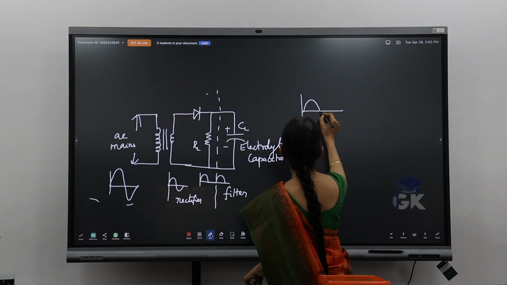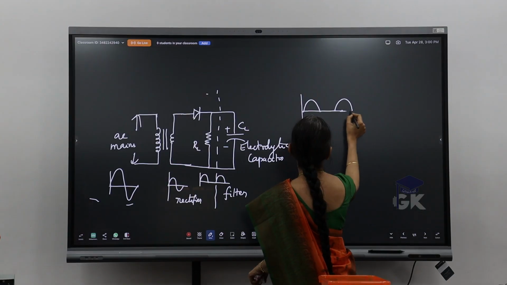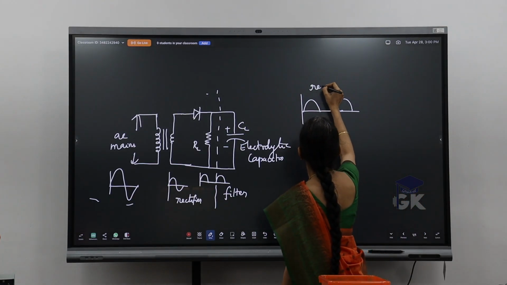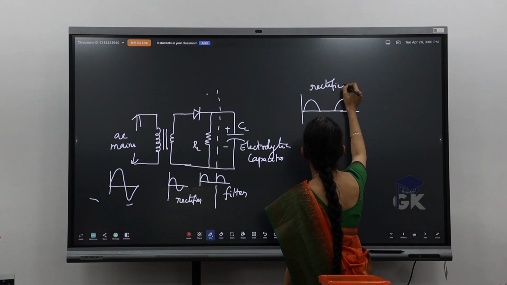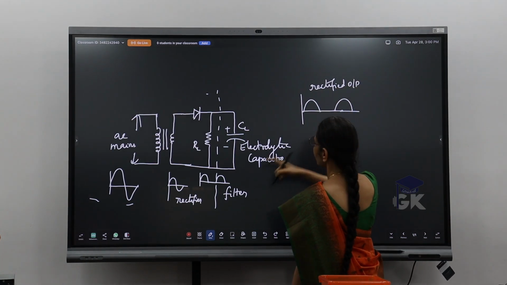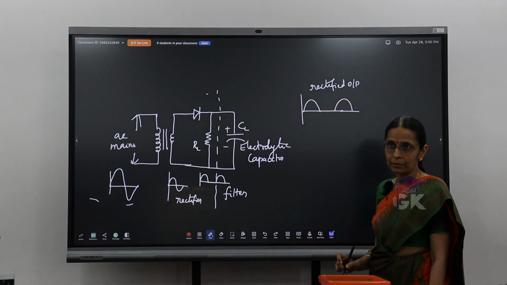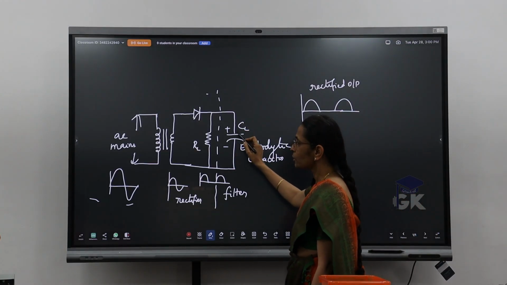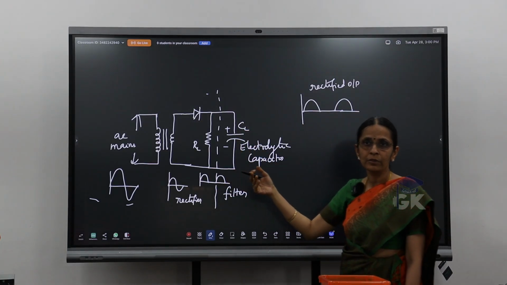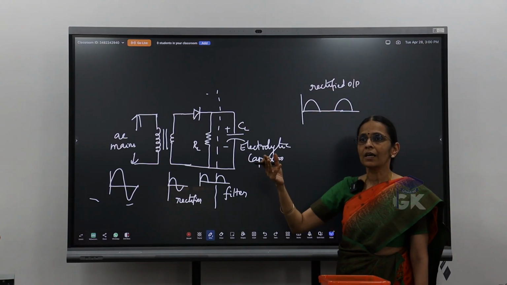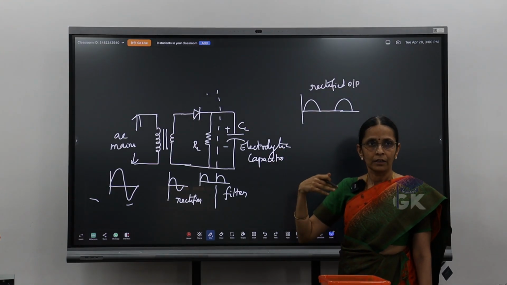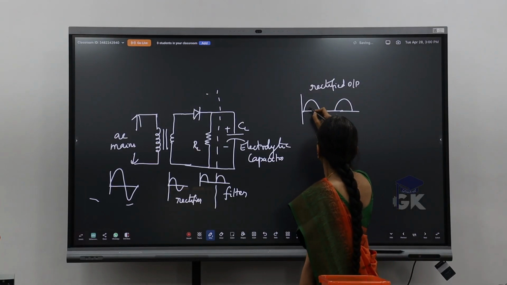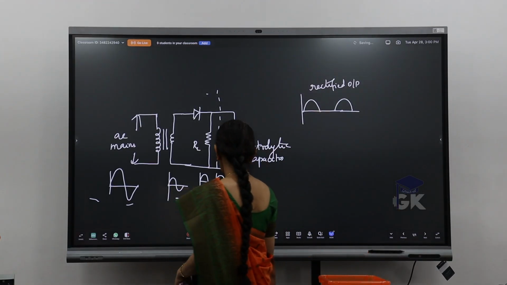So this is my rectified output. And this is passed through my capacitor. So what should happen here? It should charge. My capacitor, basically, what is the job of the capacitor? Charges and discharges. It will charge and then it will discharge. So let me take another color.